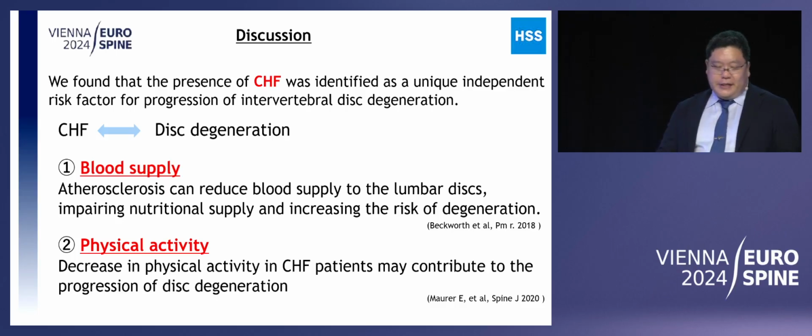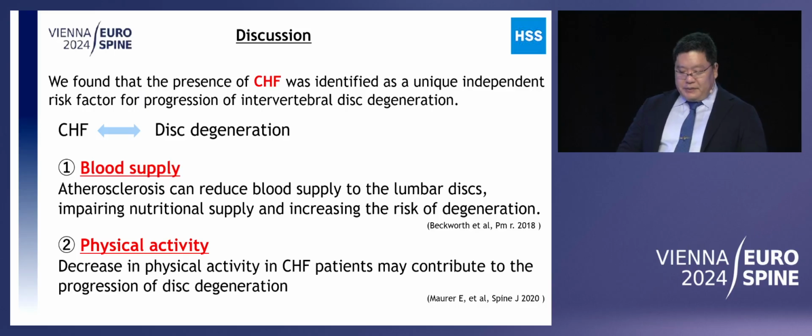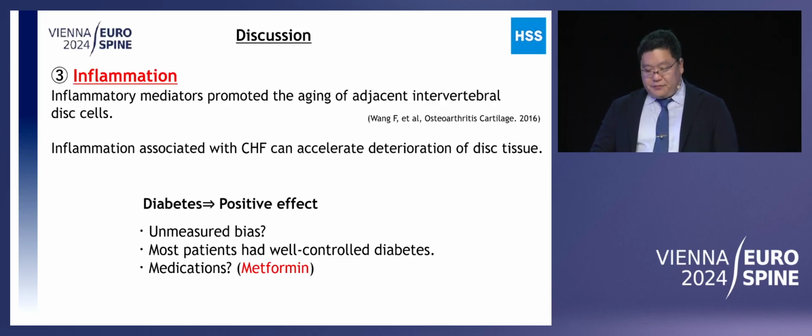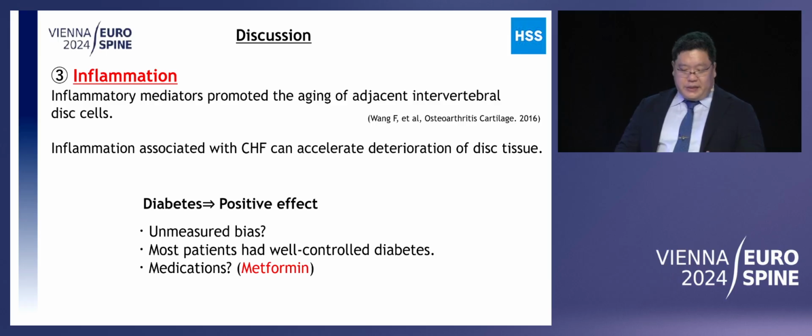Previous studies showed impaired nutritional supply due to atherosclerosis was associated with disc degeneration. Another factor is physical activity. Decreased activity was also a risk factor for disc degeneration. Also, CHF is associated with inflammation, which was considered a risk factor for disc degeneration.